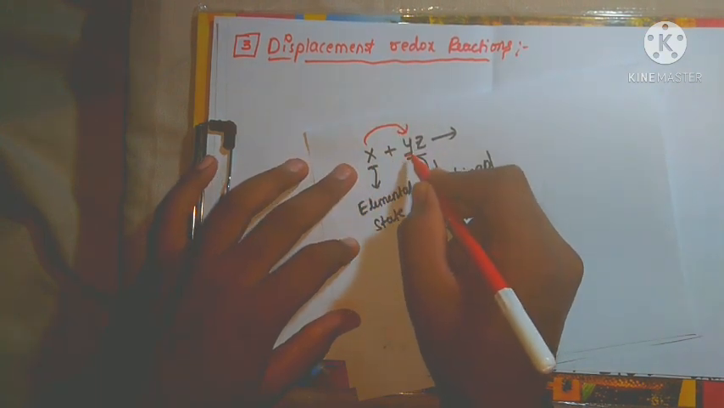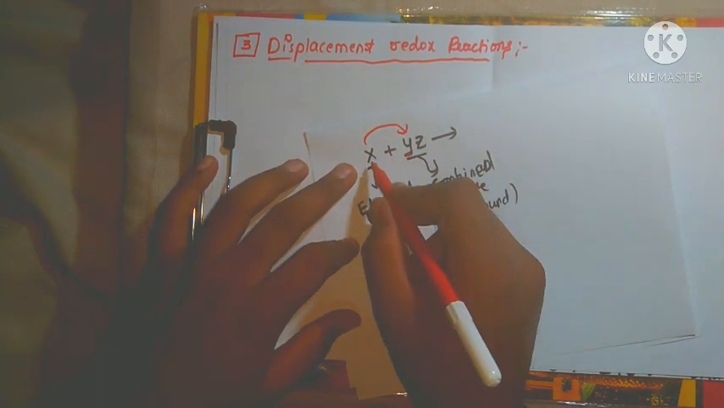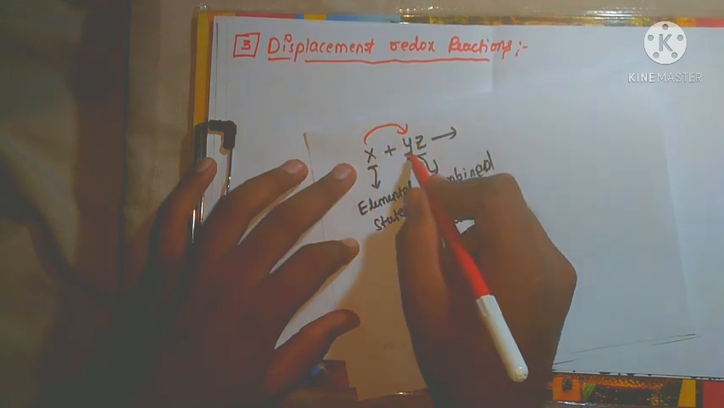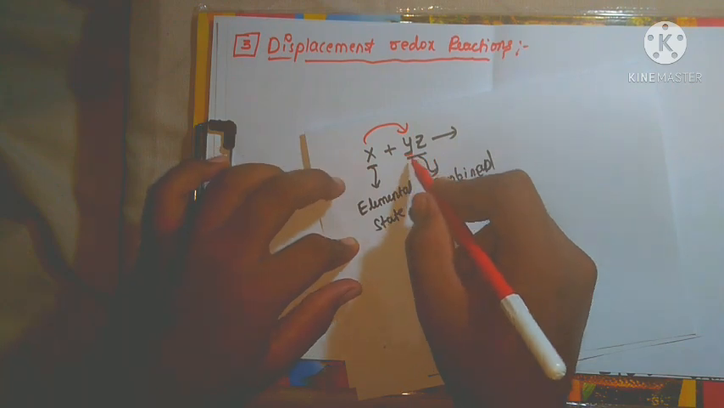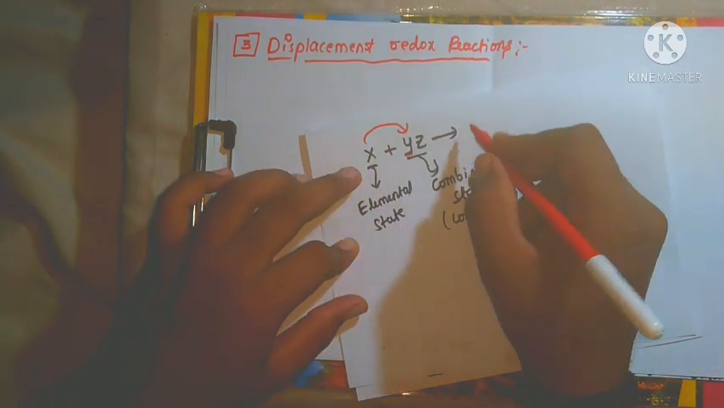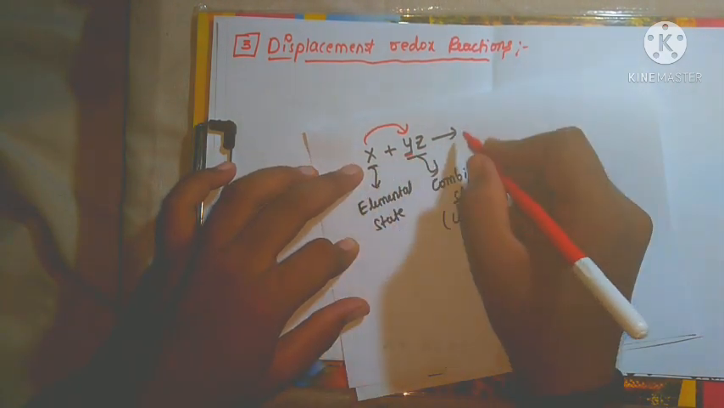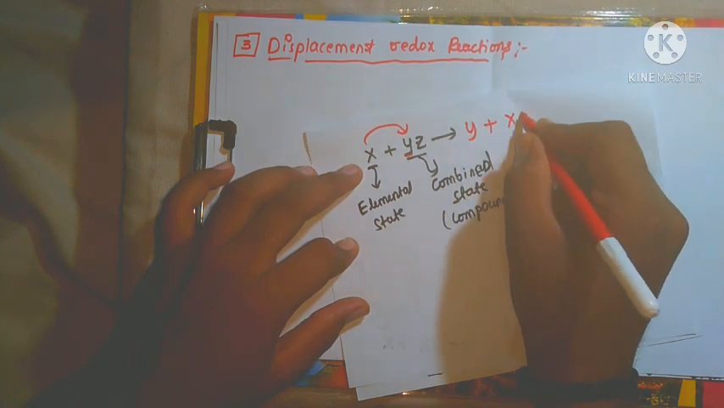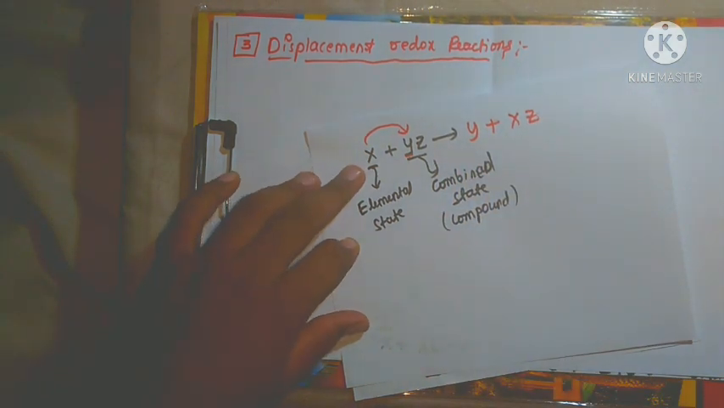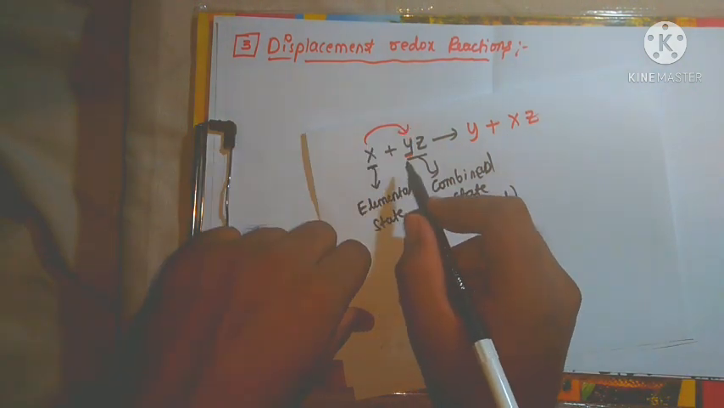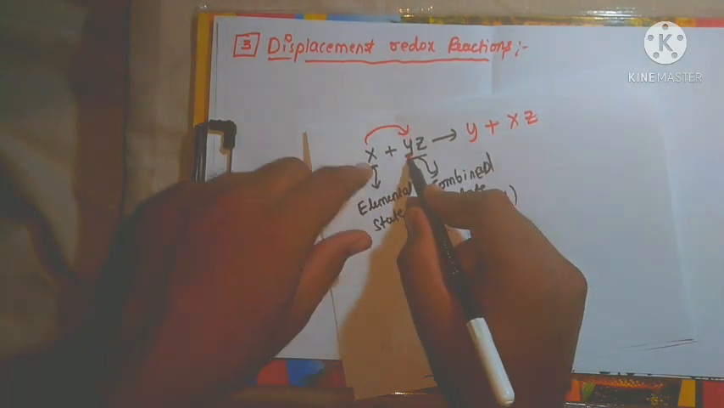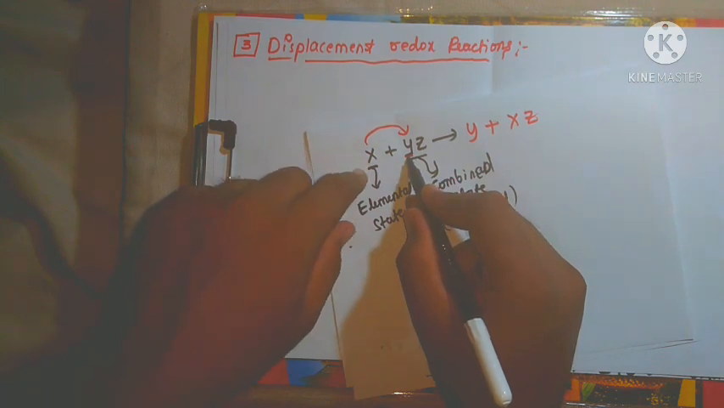Now just observe here, X is displacing the Y. X is taking the place of Y. That is, Y is replaced by X. I can say that Y is displaced by X, right? Therefore what is the product? Just change the place: Y plus XZ. Y and X change places. Which one is displaced? Y, because of X.